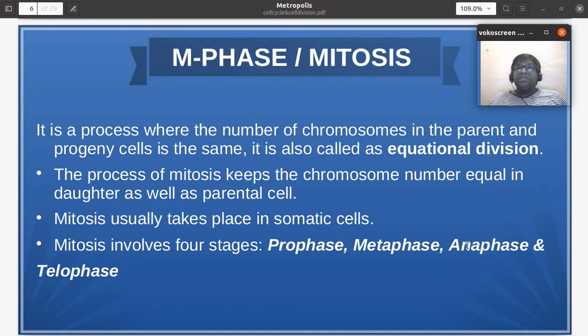Mitosis usually takes place in non-reproductive cells or vegetative cells, which we call somatic cells. Mitosis involves four stages: prophase, metaphase, anaphase, and telophase. Also remember mitosis involves two processes, karyokinesis and cytokinesis. Karyokinesis is the division of the nucleus, which happens through prophase, metaphase, anaphase, and telophase. Cytokinesis is the division of cytoplasm by the formation of cross walls or cell walls, forming two daughter cells. Both steps are involved in mitosis.